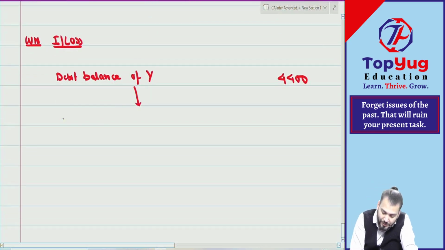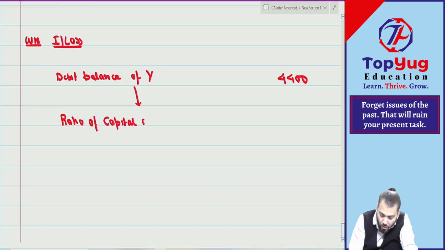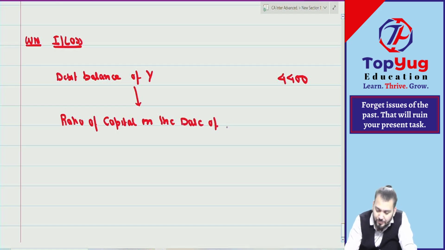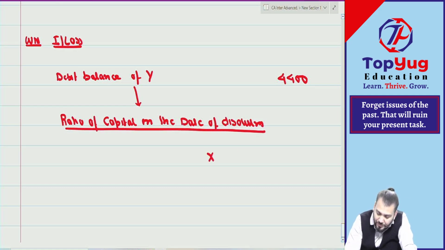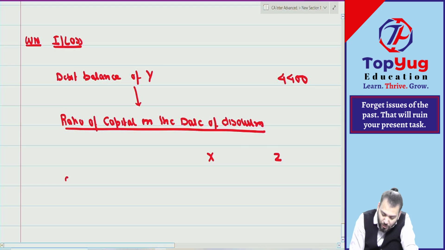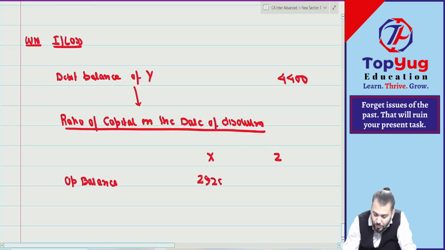So it will be allocated in the ratio of capital on the date of dissolution. So which two partners, X and Z? Can you give me the opening balance? 29,200 and 10,000.